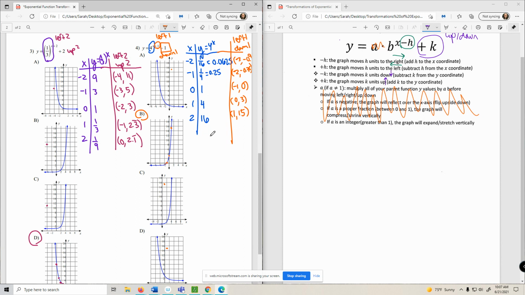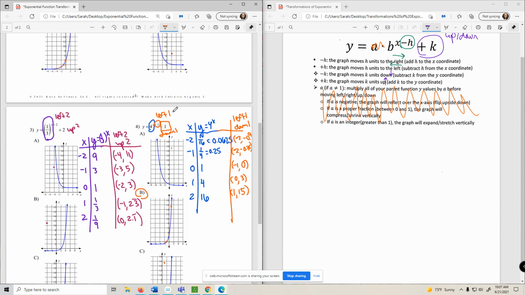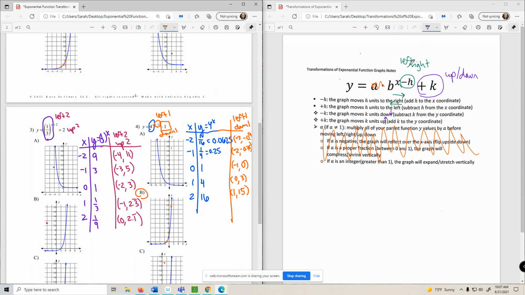So same process as we've done before. Make your table of values, find the graph that goes through all of those values, and you can use this cheat sheet here to help you remember left, right, and up, down. That is it for this lesson. In the next lesson, we will talk about what happens when there's that A multiplier in front. It's just one more little piece of the puzzle, but nothing we can't handle. Have a wonderful day.